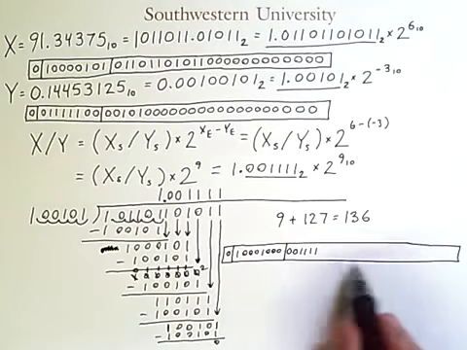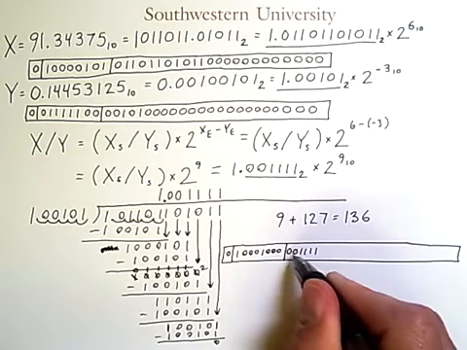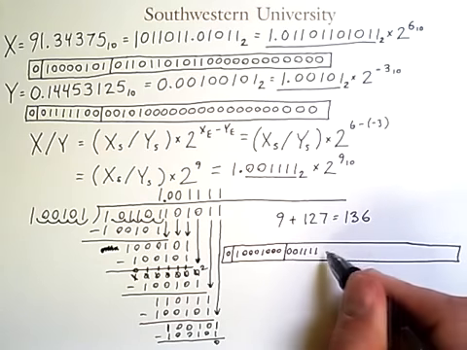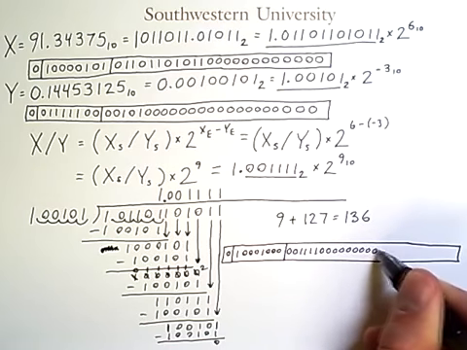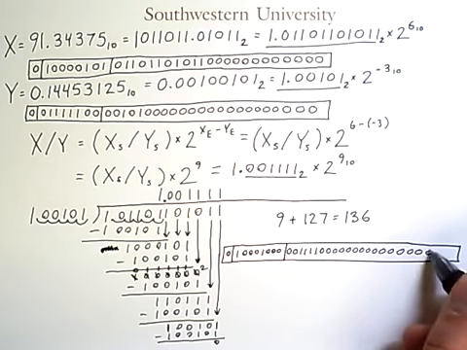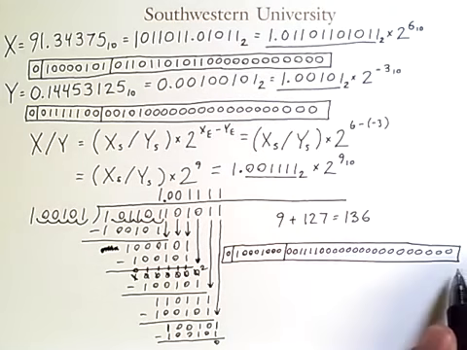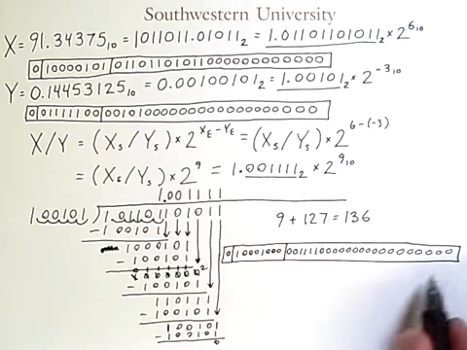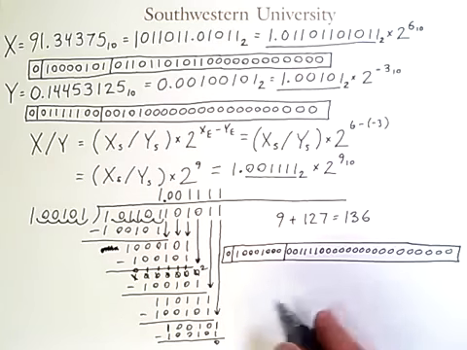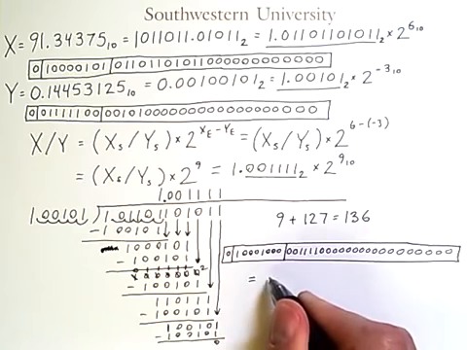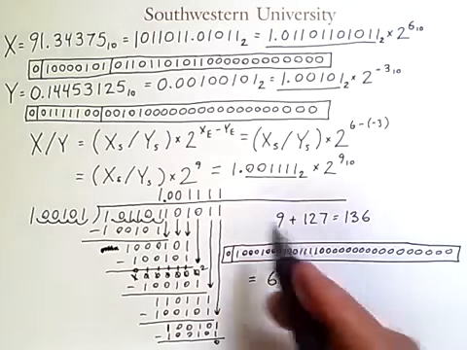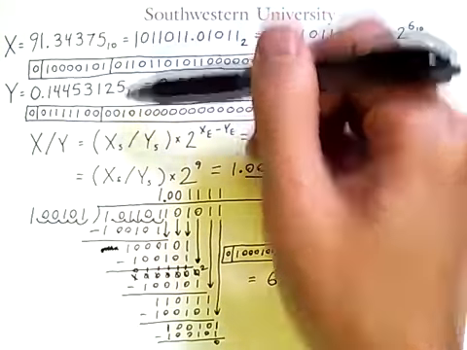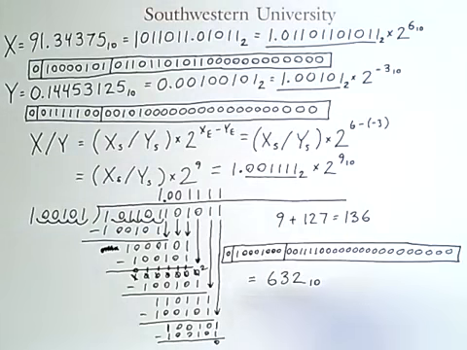And then I need enough zeros to fill this out. So 1, 2, 3, 4, 5, 6. And then I'll fill this out. So enough zeros that I have 23 bits here and no rounding needed at the end. So I get a nice clean result here that is equal to 632 in base 10. And if you divide these numbers directly in a programming language, you should find out that you get that exact answer precisely. So no rounding error this time.